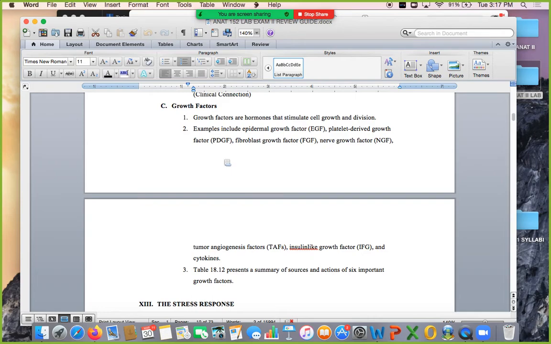So growth factors are going to be factors that induce growth of certain tissues. So epidermal growth factor will induce the growth of epidermal cells. Platelet-derived growth factor will cause more platelets to grow. Fibroblast growth factor will cause more fibroblast growth, etc. Tumor angiogenic factors, or any angiogenic factor, is going to cause the growth of blood vessels.